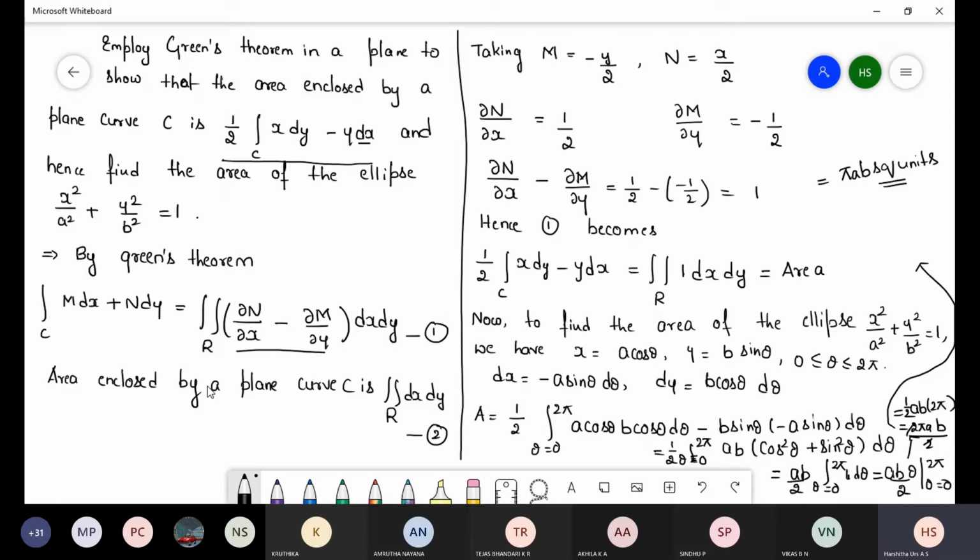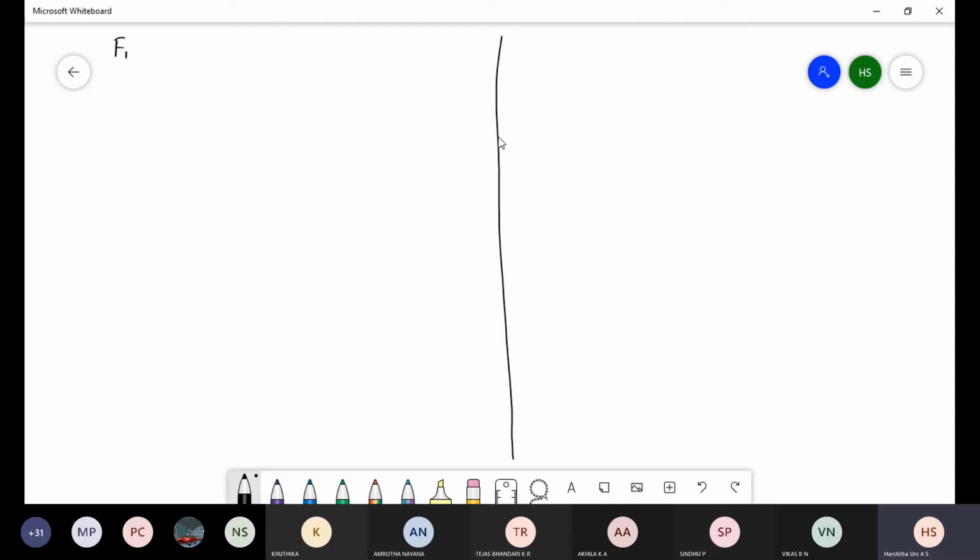Pi ab square units, because here 1 by 2 theta varies from 0 to 2 pi. Then again cos square theta plus sin square theta is 1. So ab divided by 2, again integration of 1 with respect to theta is theta, limit varies from 0 to 2 pi. So ab into 2 pi divided by 2. The 2 will get cancelled, remaining will be pi ab. As they ask the area, we have to write square units.